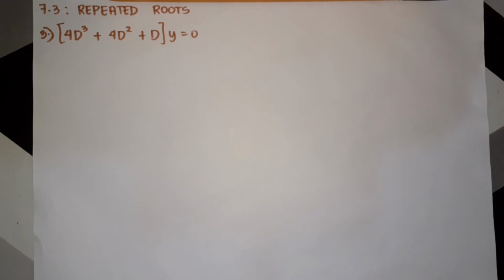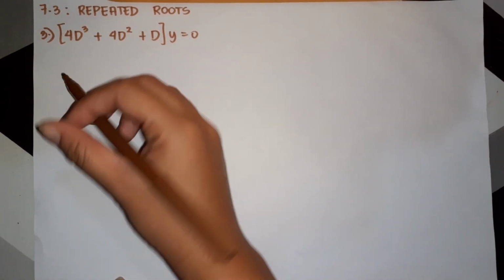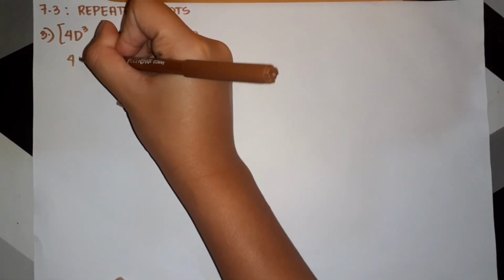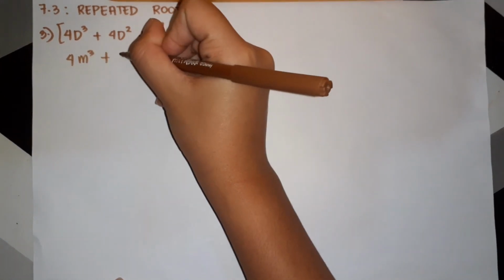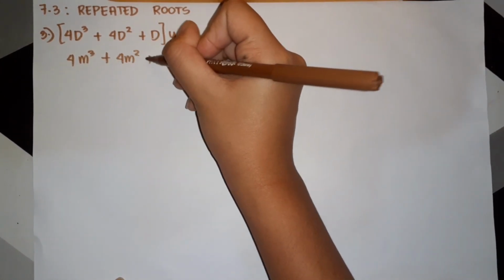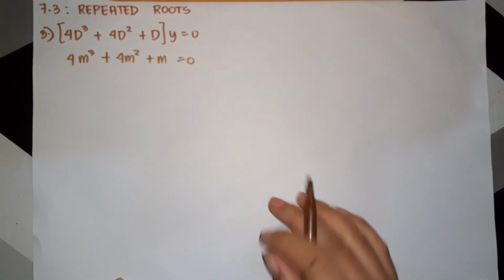So hello guys, in this video we are going to solve an auxiliary equation, a differential equation which has repeated roots. So we have here an example: 4D cubed plus 4D squared plus D times y is equal to 0. So first again we will change D into m. So this will be 4m cubed plus 4m squared plus m is equal to 0.